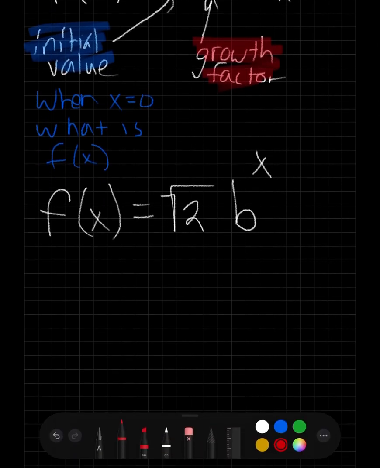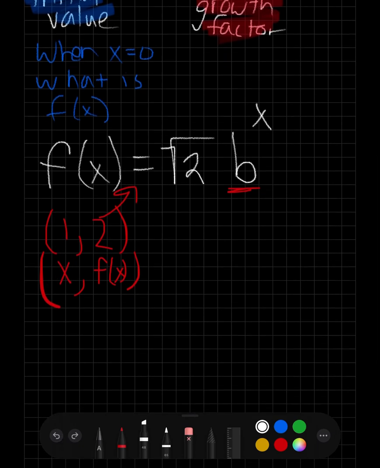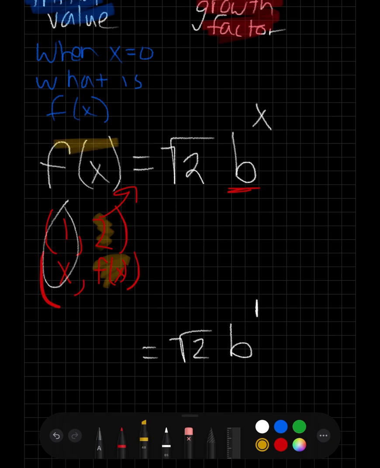So I'm going to choose to use that point, 1, 2, and I'm going to plug this in so that I can solve for b. So 1 is my x and 2 is my f of x value. What I'll do here is take 1 and that will be my x. So I know that my function will be equal to the square root of 2 times b to the 1. That's my x value. And then my f of x is equal to 2. So I'm going to replace f of x with 2. So now I have 2 is equal to the square root of 2 times b to the first power.